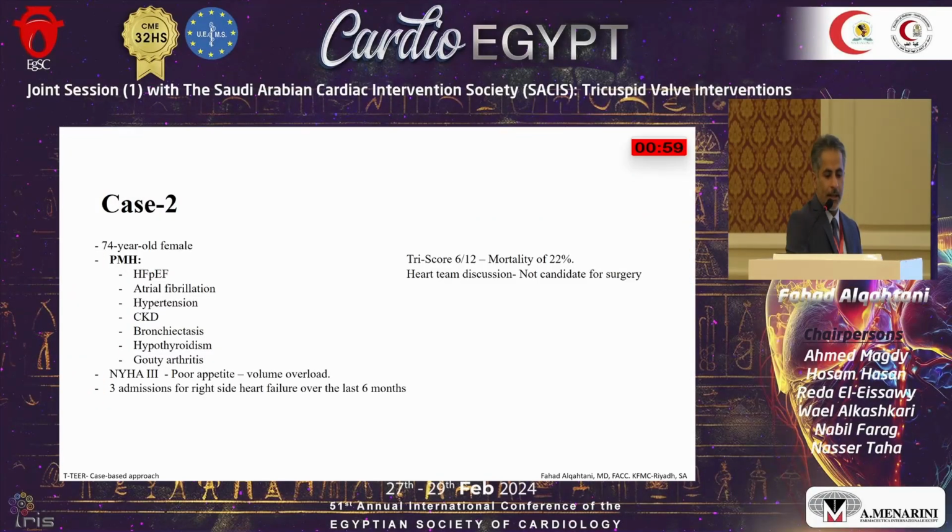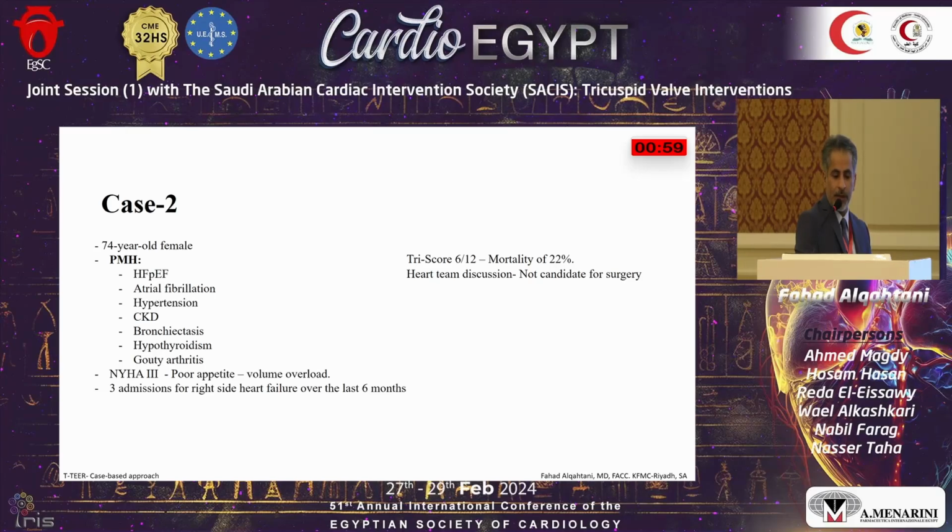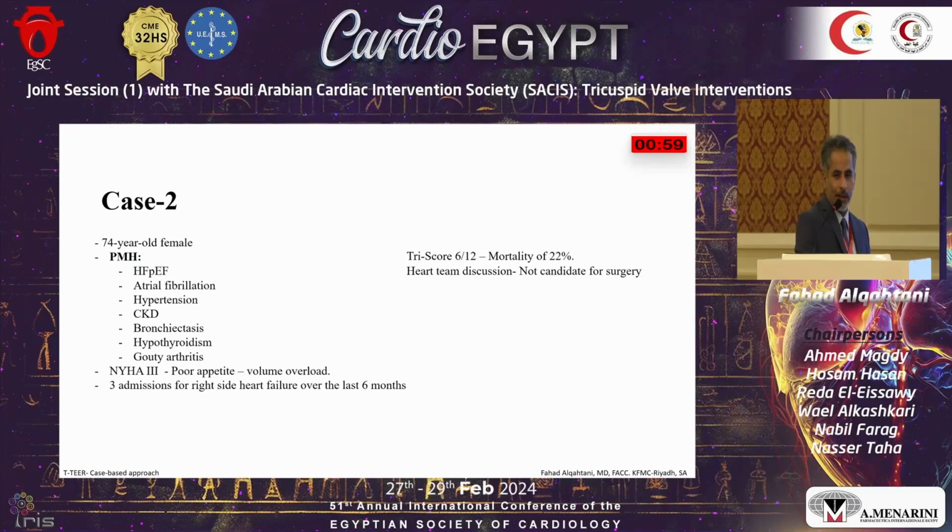So this is the second case. 75-year-old female, heart failure with preserved ejection fraction, atrial fibrillation, hypertension, CKD, bronchiectasis, hypothyroidism, gouty arthritis. And you can see most of my patients are female. I would say we did almost 70 or 80% in females. New York Heart Association 3, poor appetite, volume overload.